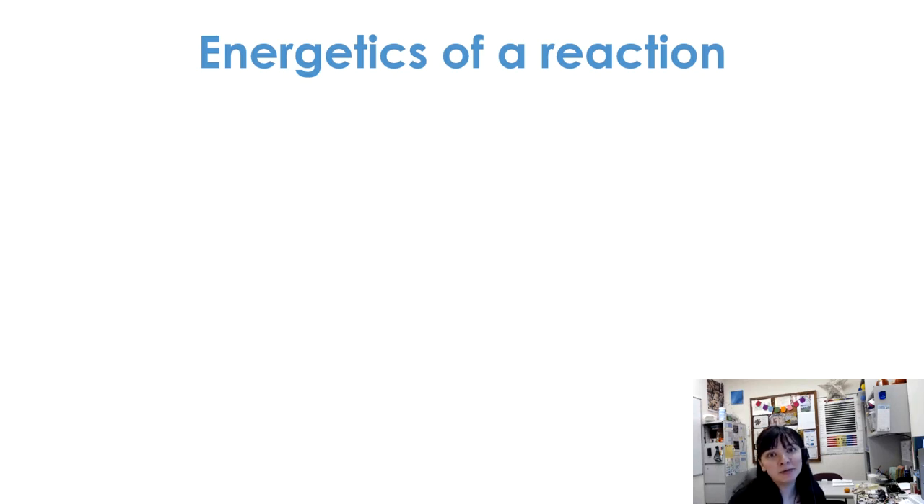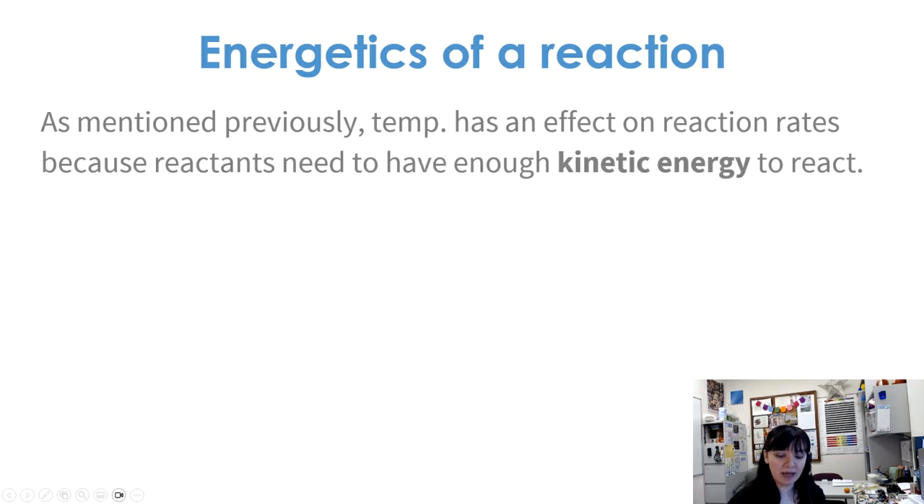Hi, so in this video we're going to start looking at how energy is involved in different chemical reactions, specifically in terms of reaction rates. So we should recall from earlier on in the chapter that temperature has an effect on how quickly a reaction may go. In general, at higher temperatures, you can increase the rate of a reaction.